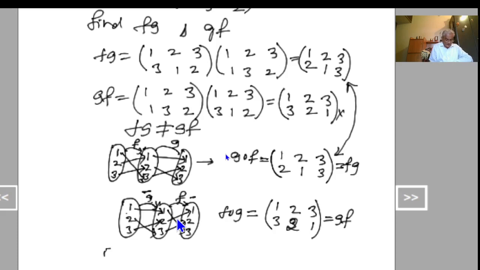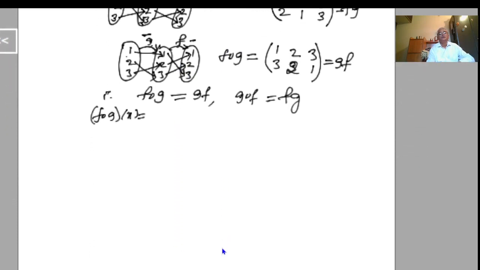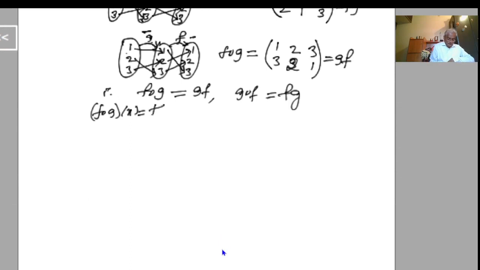So here, F composition G means this is nothing but GF, and G composition F means this is nothing but FG. And we can calculate like this also: F composition G of X is equal to F of G of X. Okay, this is the definition.